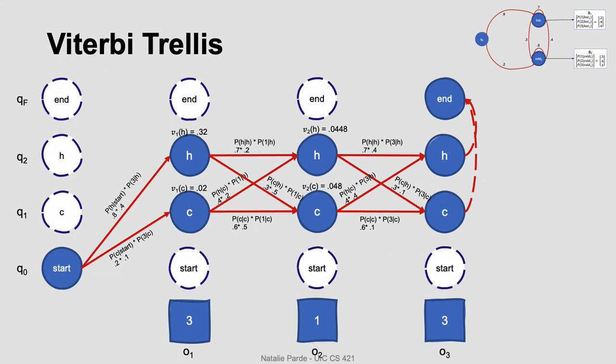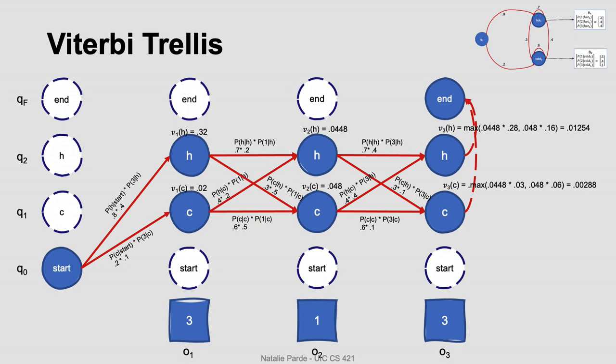We continue onward, so now we compute the probabilities dealing with the transition from hot to cold, cold to hot, or cold to cold, while observing that 3 ice cream cones are eaten. And we compute our final set of Viterbi probabilities.